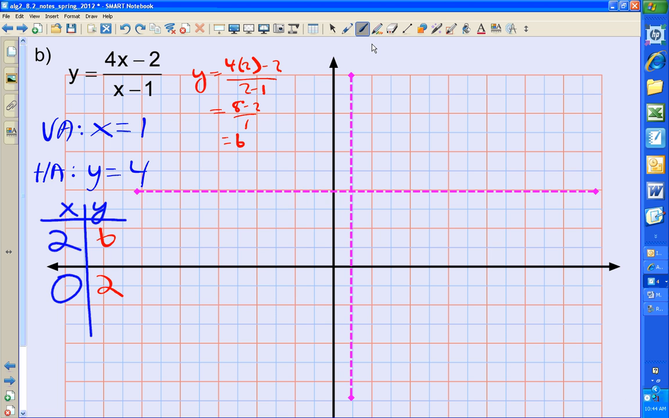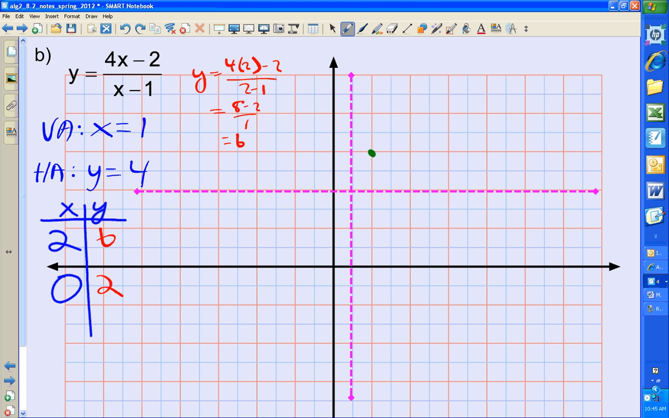Someone else have a question? So now we plot the point 2, comma 6. That point is going to go right here. It is the point 2, comma 6. You do not go to the intersection of the asymptotes and go right 2 up 6. That's not how you plot points. You're plotting the point 2, comma 6. Here's the origin. 2 on the x, 6 on the y is right here, this green point.